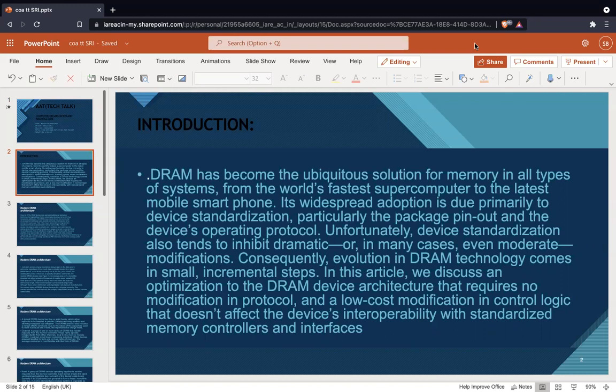In this article, we discuss an optimization to the DRAM device architecture that requires no modification in protocol and a low-cost modification in logic control that doesn't affect the device interoperability with standardized memory controllers and interfaces.